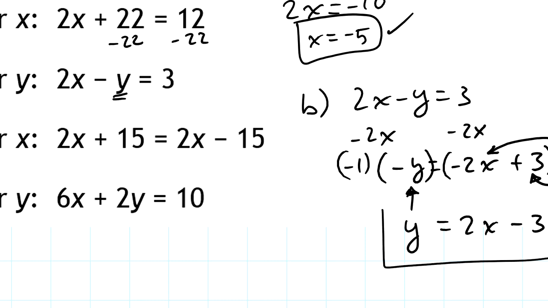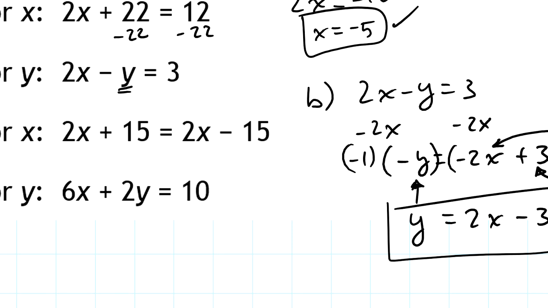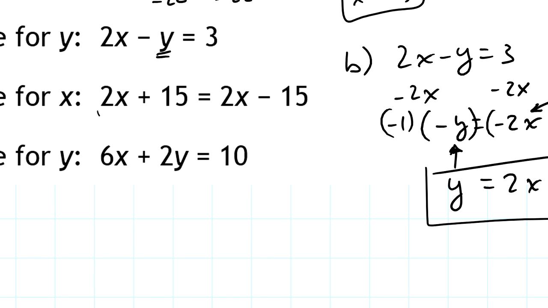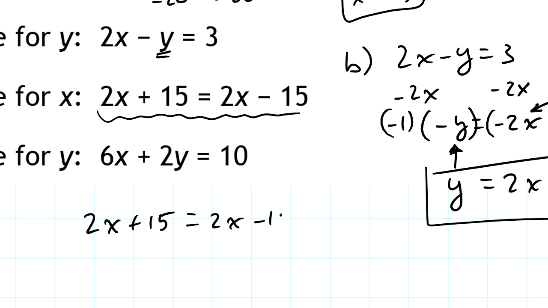So here I have solved for y, and my answer is an expression, right? Because I had two variables. The next one, solve for x. Interesting. If you look at this, the only variable we have is x. So let's write that down. So I've got 2x plus 15 equals 2x minus 15.